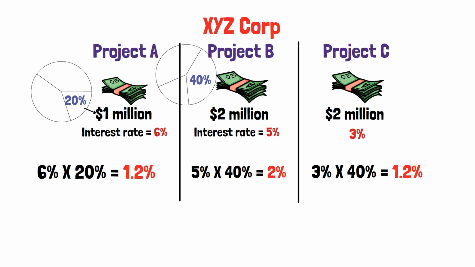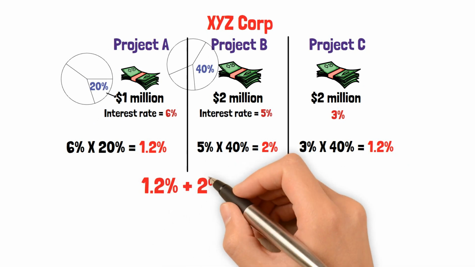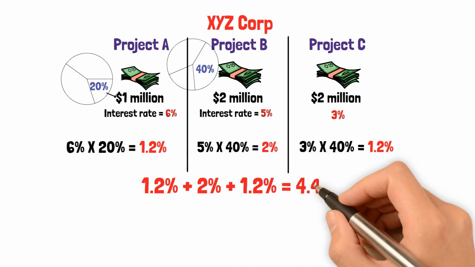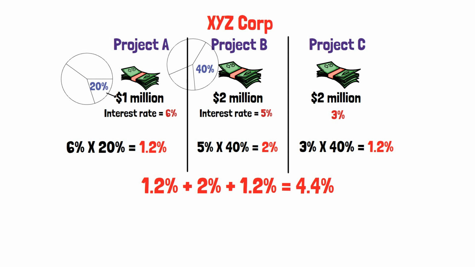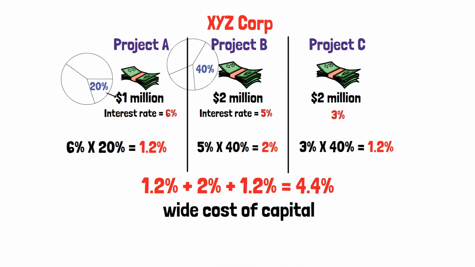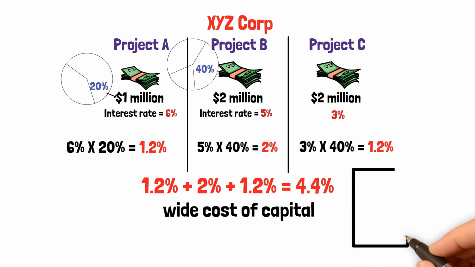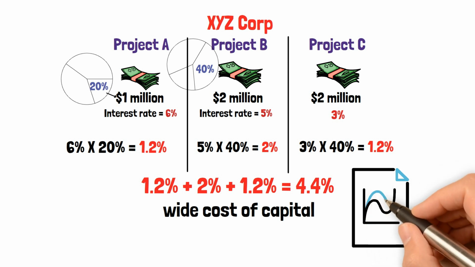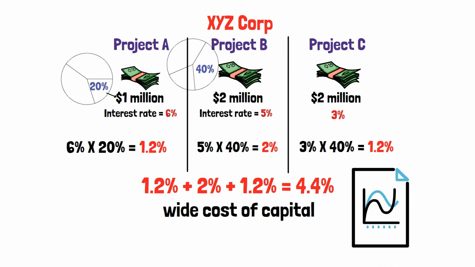We can then add the weighted cost of capital for Project A, 1.2%, to those of Project B, 2%, and Project C, 1.2%. So, the total average cost of capital for the three investments sums to 4.4%. Now, when calculating the projected value of XYZ stock or any other purpose, we can assume a company-wide cost of capital of 4.4%. By weighing the cost of equity and cost of debt, weighted average cost of capital provides a comprehensive measure of the cost of capital a company faces in financing its operations.